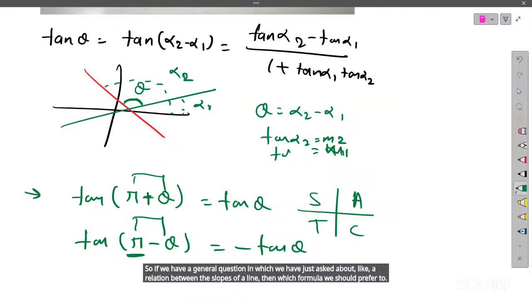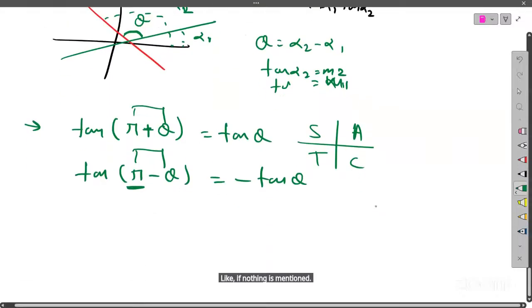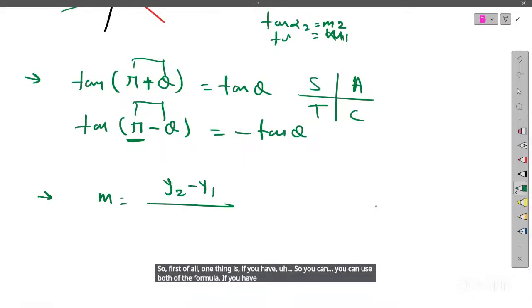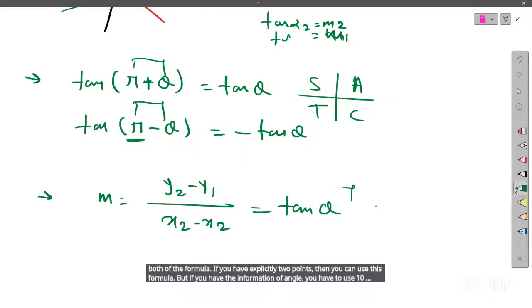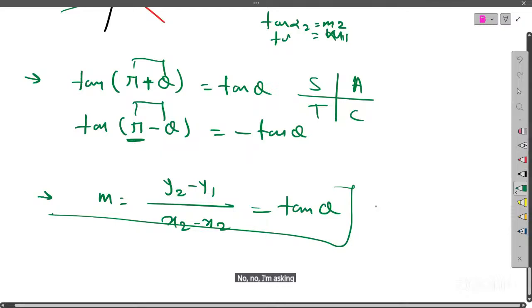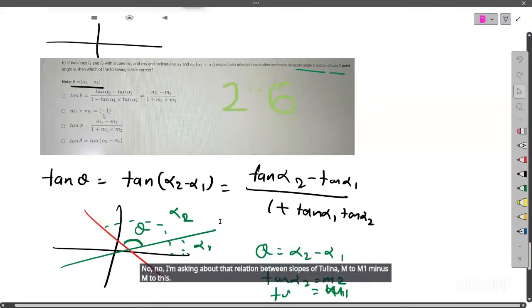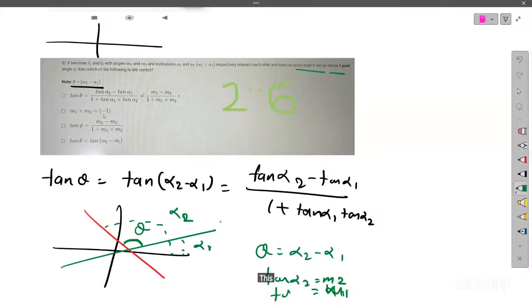If nothing is mentioned, first of all, you can use both of the formulas. If you have explicitly two points, then you can use this formula. But if you have the information of the angle, you have to use tan theta. No, I'm asking about that relation between slopes of two lines, m2 minus m1, m1 minus m2. This formula. This one. Yeah.